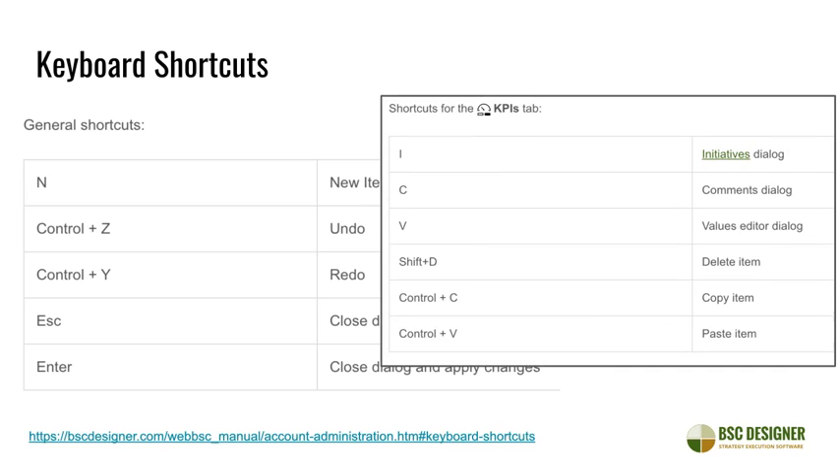And there are some more specific shortcuts for the KPI tab. There, if you press I, you will get directly to the Initiatives dialog without the need to click on any button on the screen. If you press the C button, for Comments, you will enter the Comments dialog, the one that I showed you before. And if you press the V button, you will get to the Values Editor. If you need to delete your business goal or indicator, you will need to press Shift plus D, and the classical Ctrl-C plus Ctrl-V for copying and pasting.